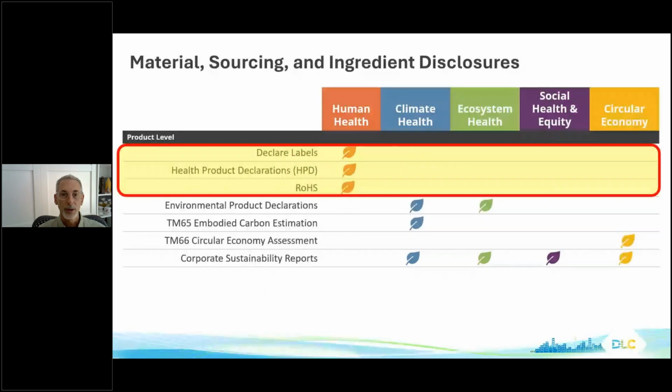So the first group that we're going to look at are metrics that are associated with human health. This deals primarily with material health and what the material health impacts are in the materials that are used to produce the luminaires. Next slide, please.